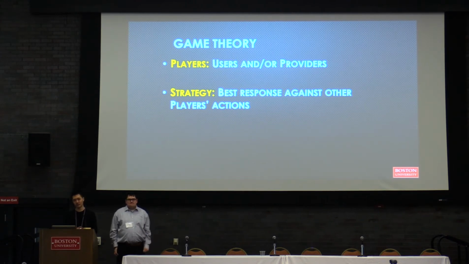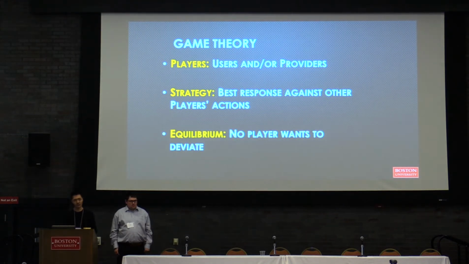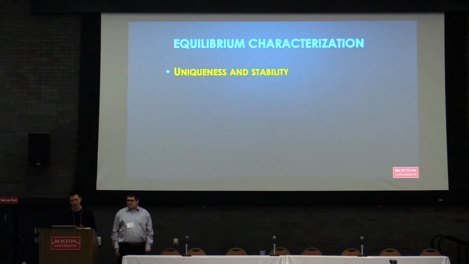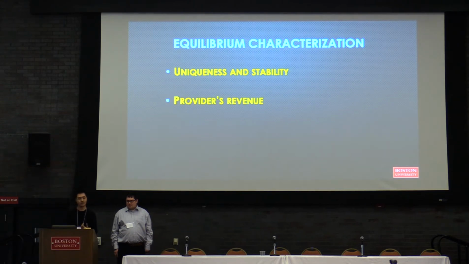We want to find the best response against other players' actions. And what we are looking for eventually is an equilibrium, which is a state that no player wants to deviate from. In other words, each player is playing its own best response. So what's next after we know the existence of this equilibrium? We can characterize it and understand the system from multiple aspects. For example, is this equilibrium unique? Is it stable? And from the provider's perspective, we can reason about the provider's revenue at a given equilibrium.